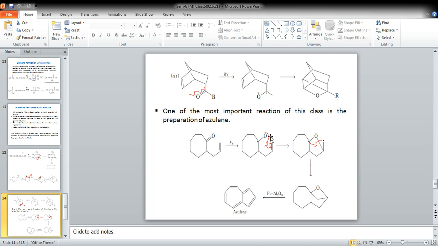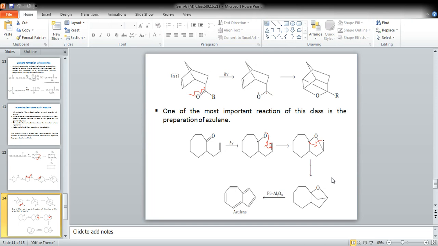So there is generation of a secondary free radical and an oxygen free radical. Now this oxygen free radical and C=C will react to give us this particular free radical. Now we have a free radical, this free radical is tertiary, and we have a free radical here. So this free radical and this free radical will combine to give us this particular oxetane. Now this oxetane ring, when we perform reduction in presence of palladium and alumina, will lead to azulene. So like that, azulene can be prepared by applying the Paterno-Büchi reaction.